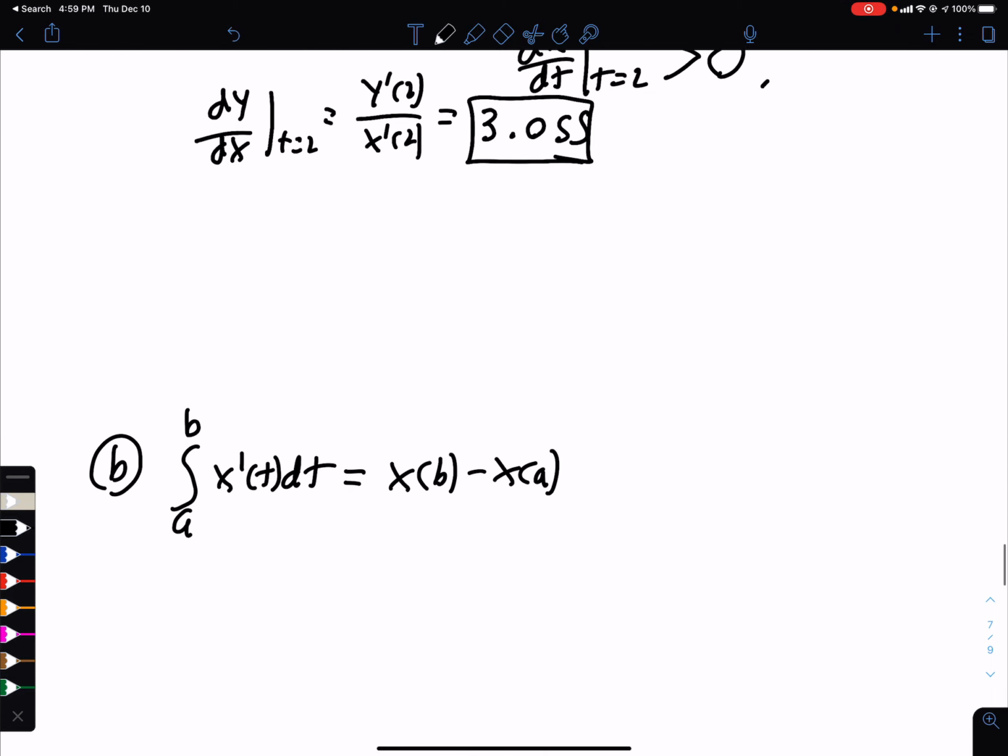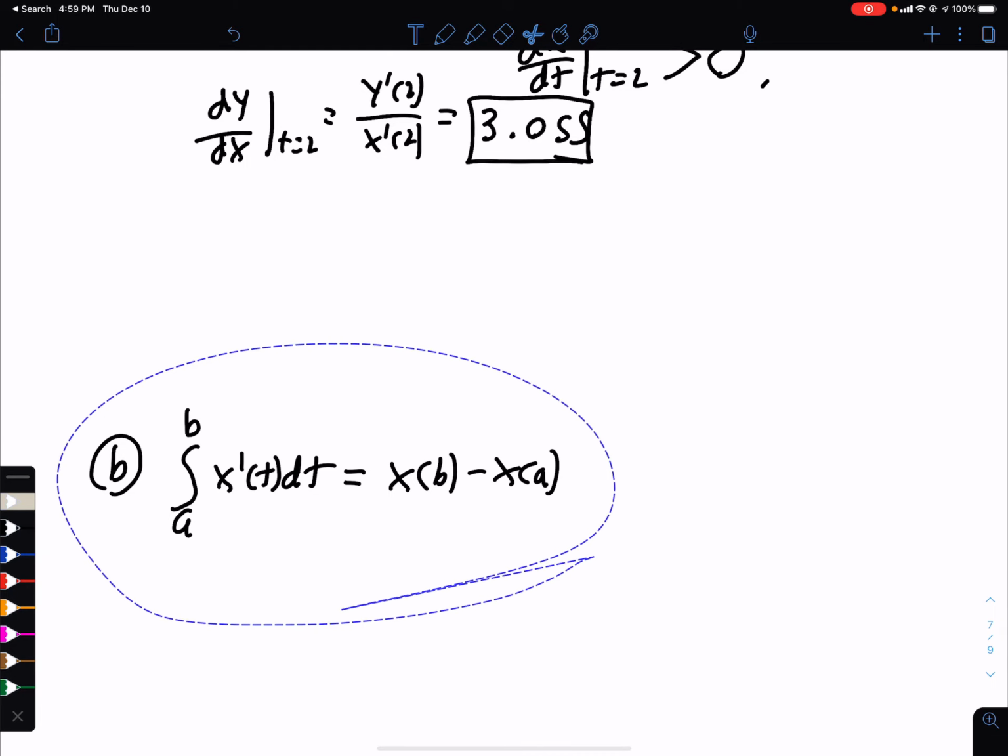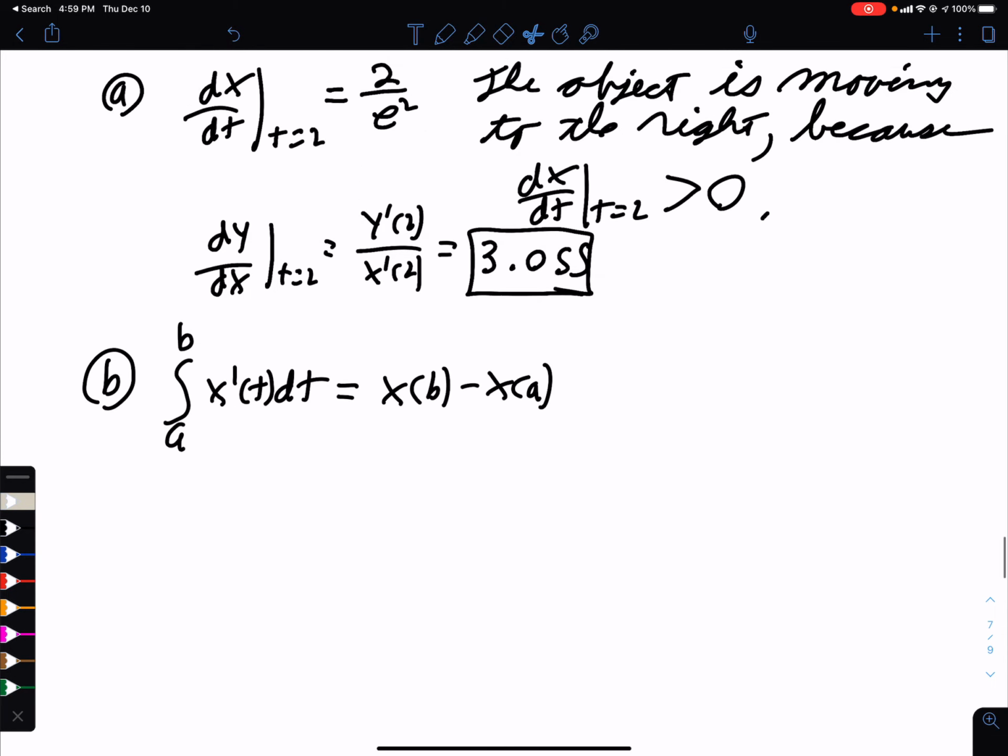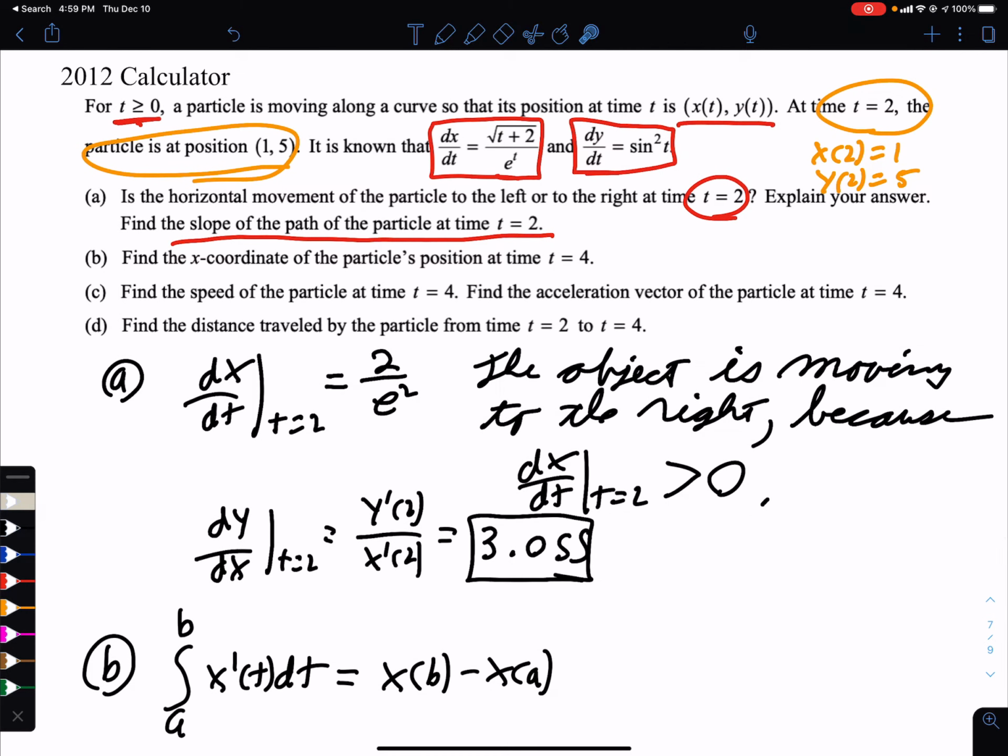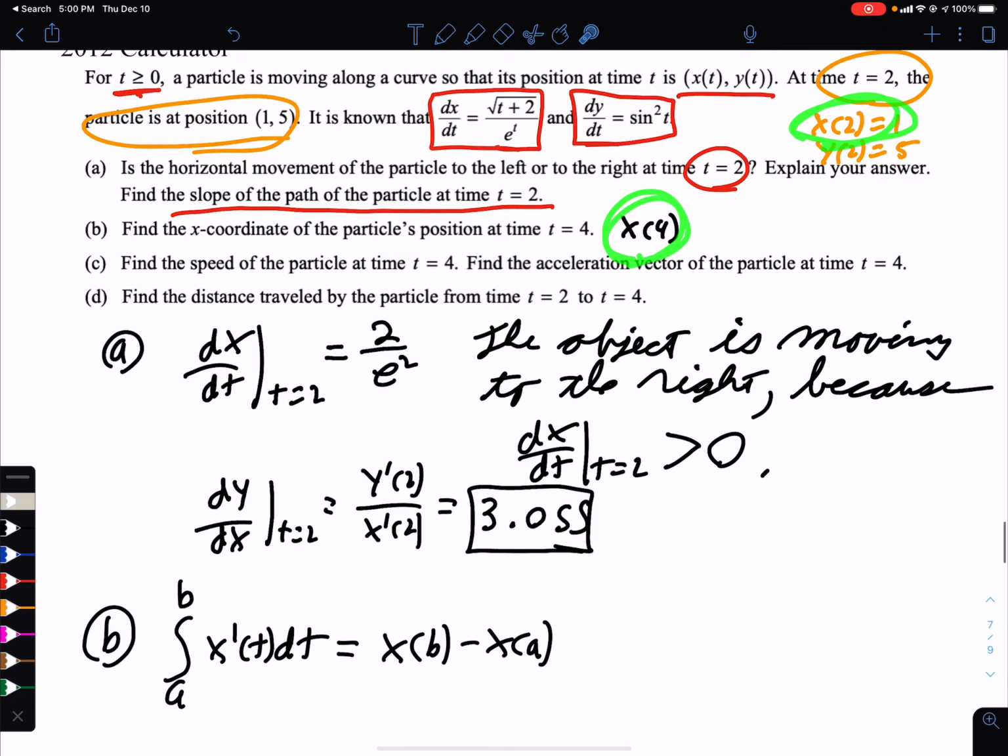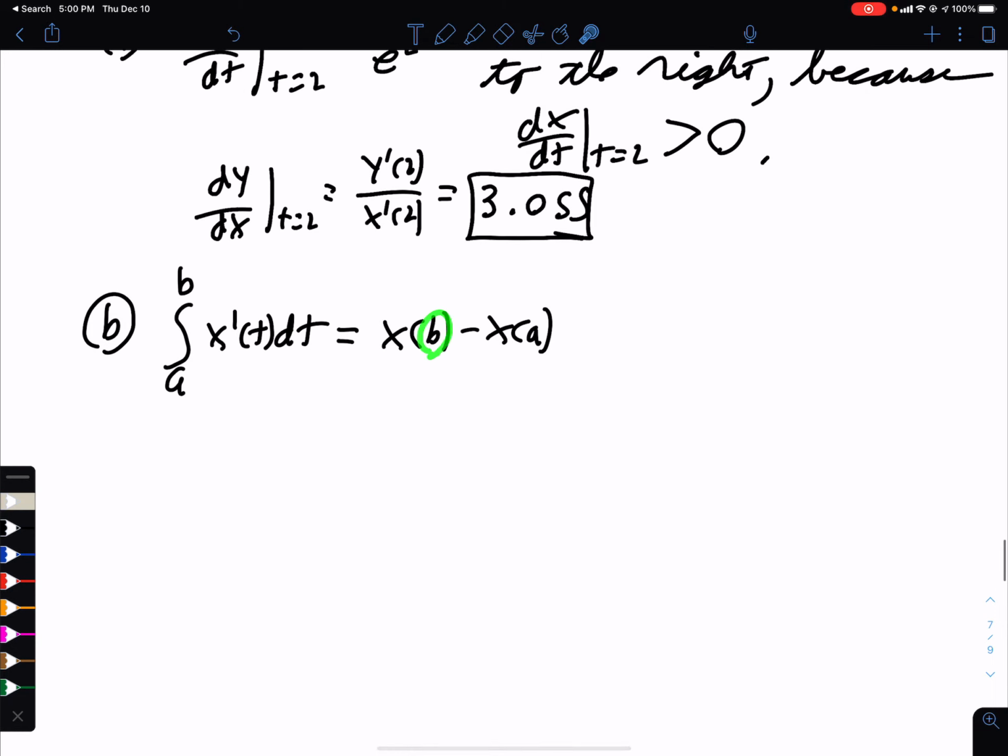Now let's do B. Let me slide this back up here again. So what do we have? We want the particle's position at t equals 4. We want x at 4. But notice we have x of 2. x2, x4. So we should use 2 and 4. And how's that going to work? To do that, we have to do this. We've got to go from 2 to 4.